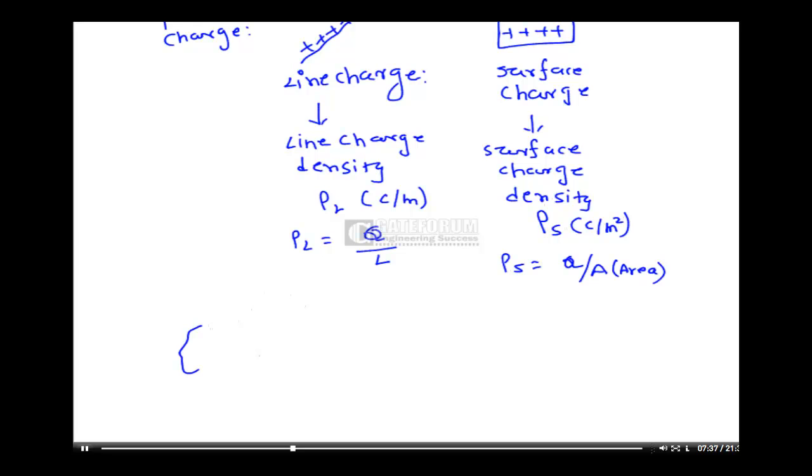Similarly, volume charge, that is a closed surface. This is a closed surface, so some charge exists in the volume.